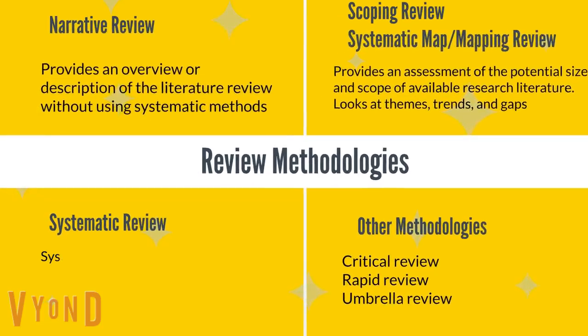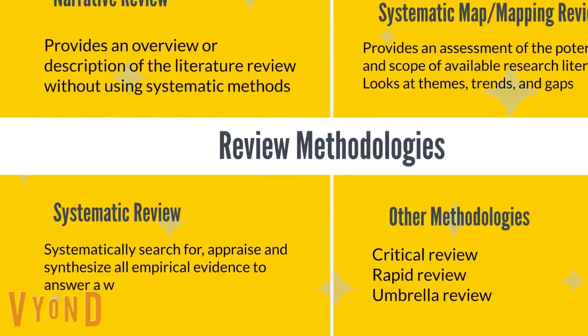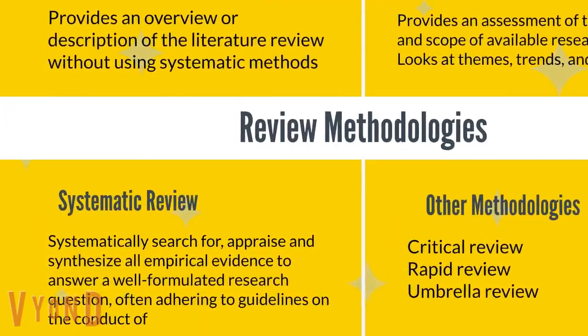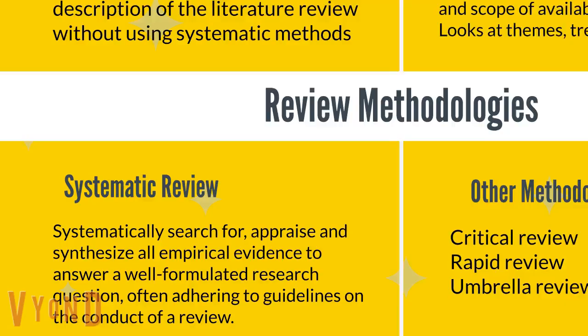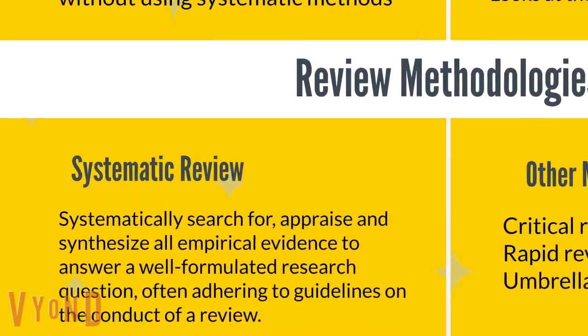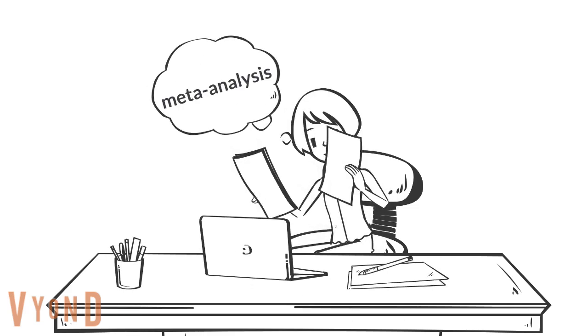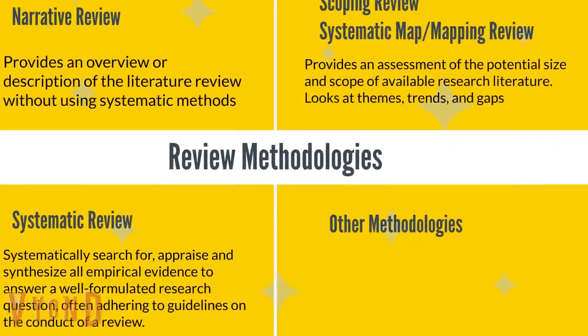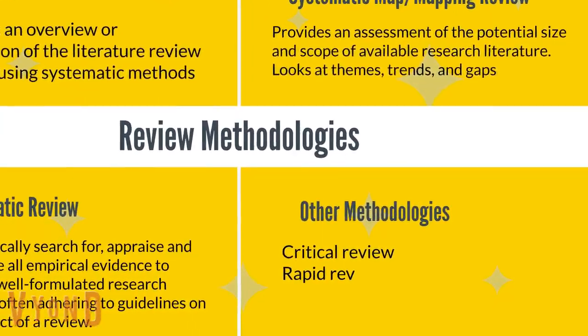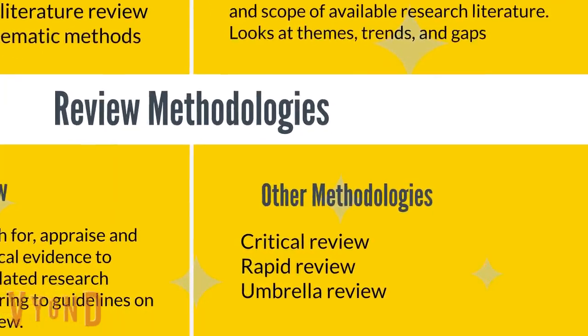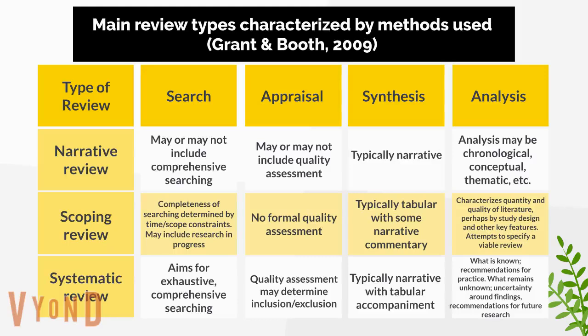A systematic review seeks to systematically search for, appraise, and synthesize all empirical evidence to answer a well-formulated research question, often adhering to guidelines on the conduct of a review. It may include meta-analysis, which is statistically combining the results of quantitative studies to provide a more precise effect of the results. Other methodologies include critical review, rapid review, and umbrella review. New methodologies may evolve.